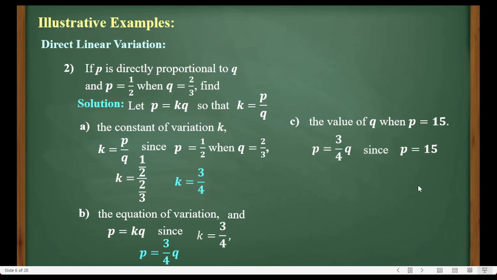Okay, since P is equal to 15, you plug in the value of 15 into this equation, so it becomes 15 is equal to 3 over 4 Q. Solving for Q from this equation, this is how you do it. You just cross multiply 15 by 4, and this is the result. And then you divide both sides, and the value of Q is 20. Okay?